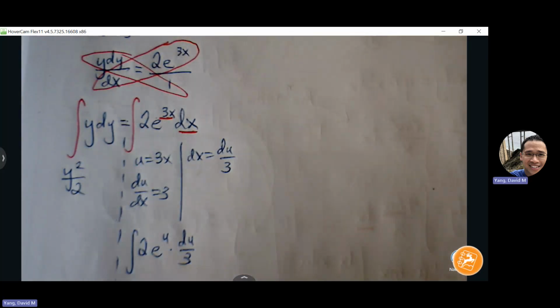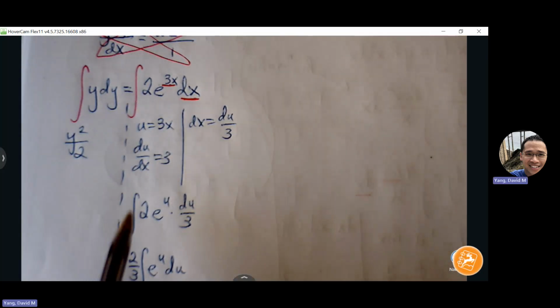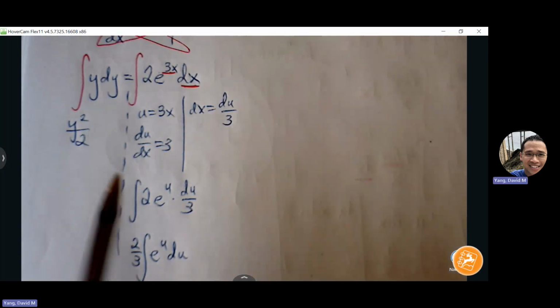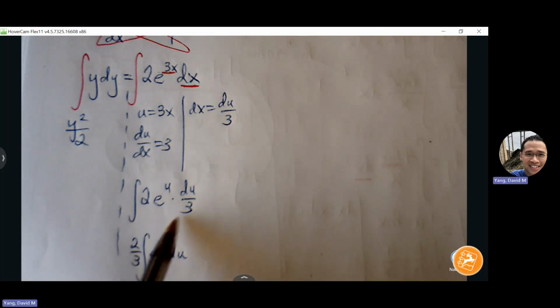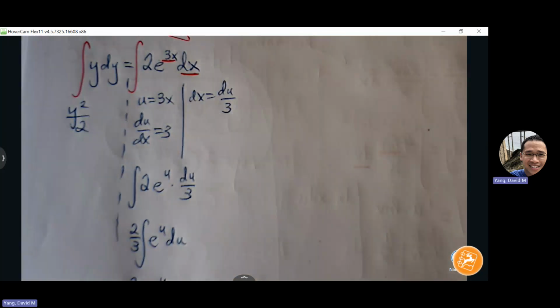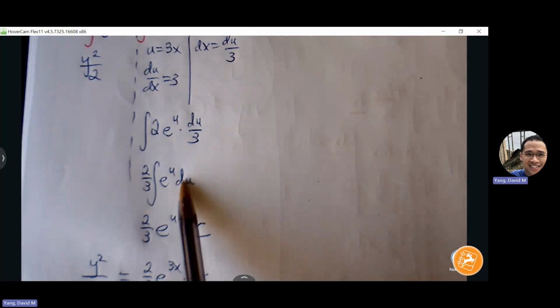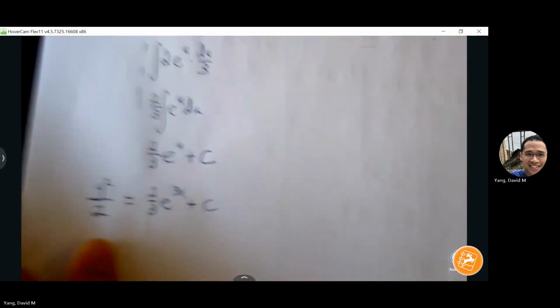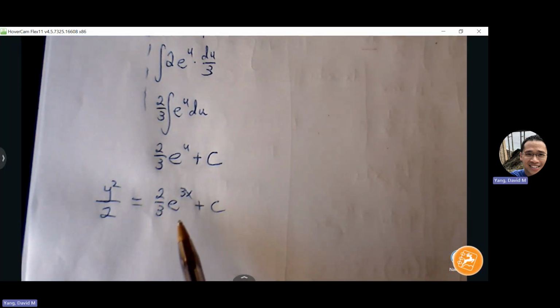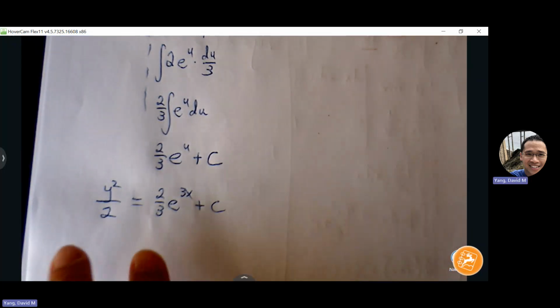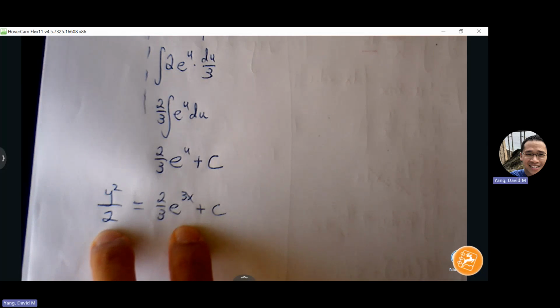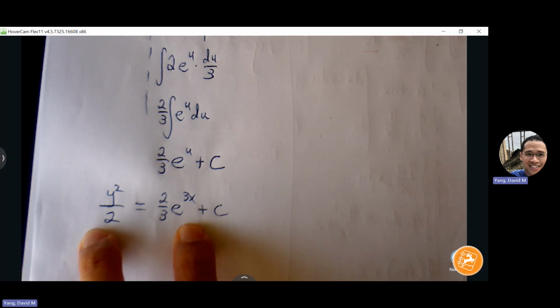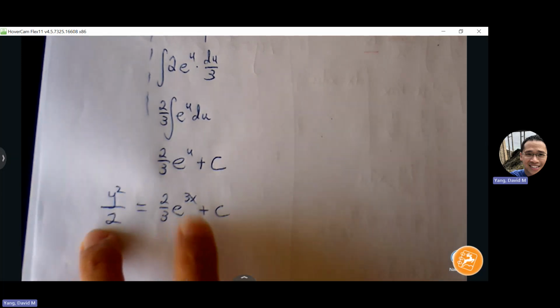Then we take our antiderivative, pull the 2/3 out in front. The e to the u is just e to the u. That's the rule for e to the u. And then we bring back our x. So 2/3 e to the 3x plus c. We're done with the calculus. This is where we stopped yesterday, right? We did power rule on the left, u substitution on the right.